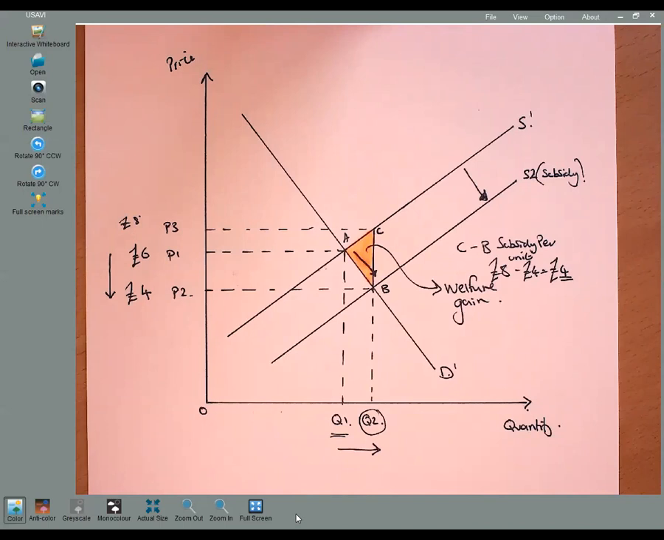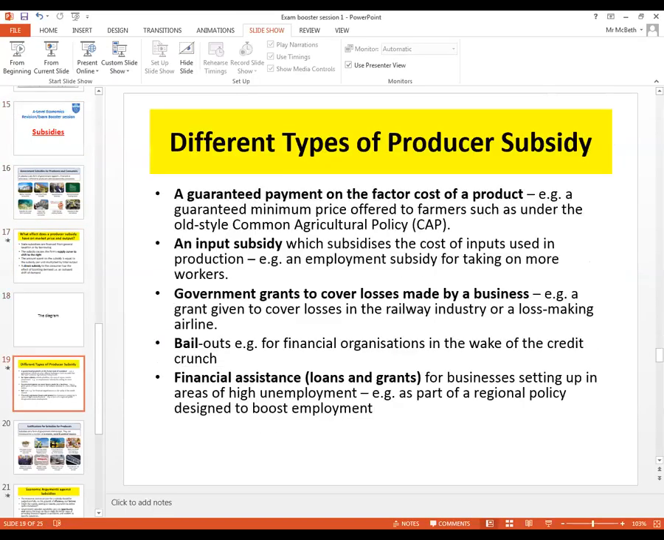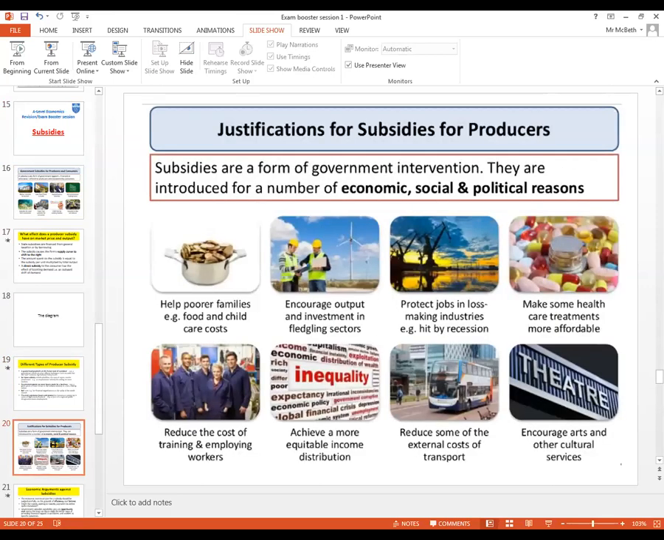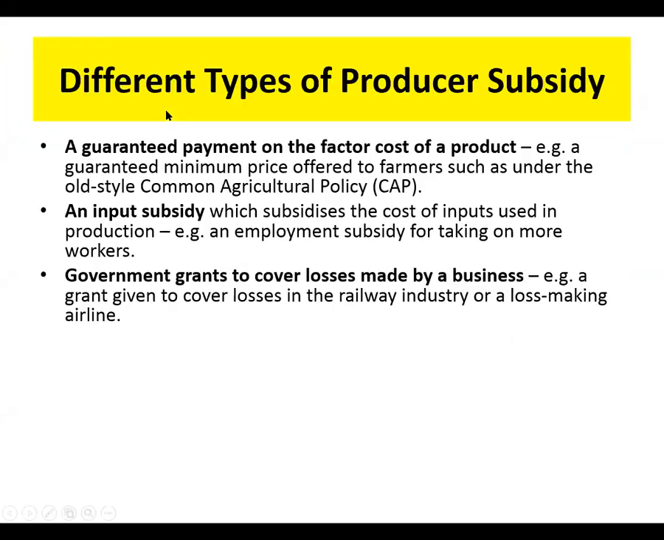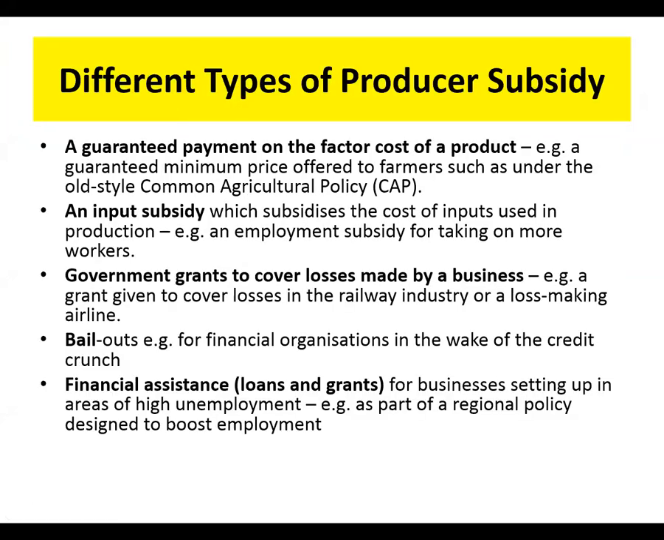If I jump back now to my PowerPoint and I look at justifying why governments would want to pay different types of producer subsidies, and why would they want to do that? You've got a guaranteed payment on the factor cost of the product. For example, a minimum price offered to farmers, such as under the old style Common Agricultural Policy.